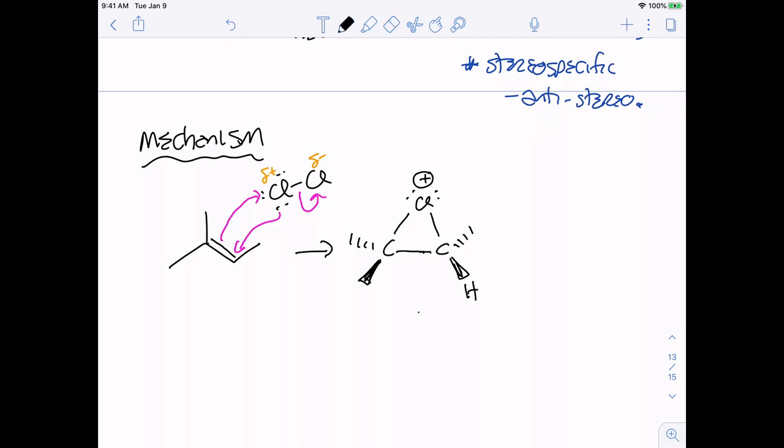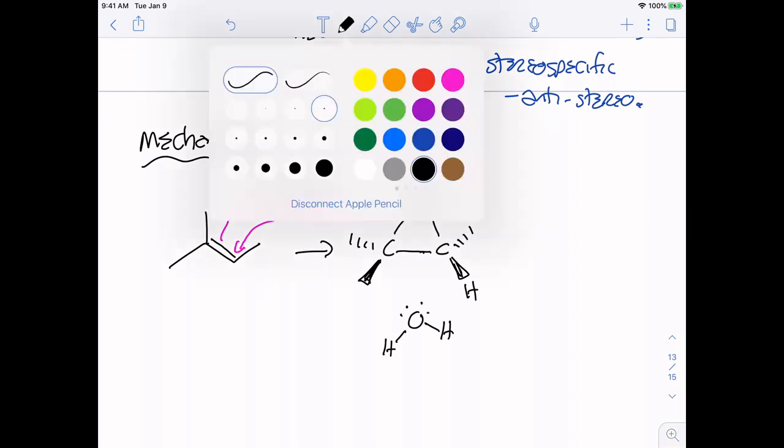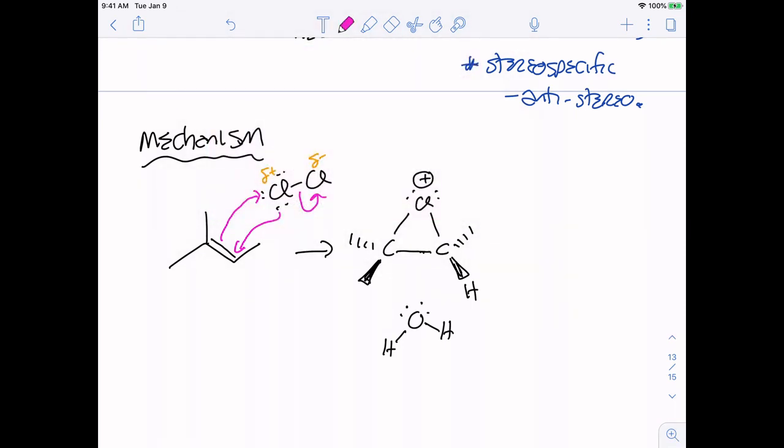I'm going to have it slightly different than the book. I'm going to have water attack, and then we'll remove that proton after. You can use chlorine to remove it, which is, I guess, defeating the purpose of doing it this way. Or you can have another water molecule, which is how I'm going to do it, remove it. So, lone pairs, I'm going to attack the more substituted carbon, which is going to be this one on the left. Oop, the arrow got out of control. We're going to add onto that carbon, and then I'm going to break that bond.